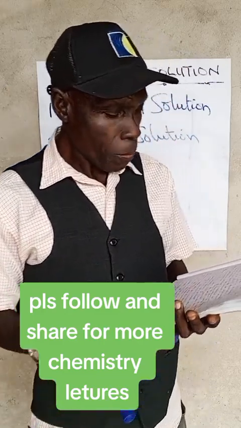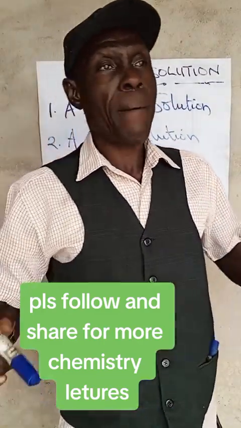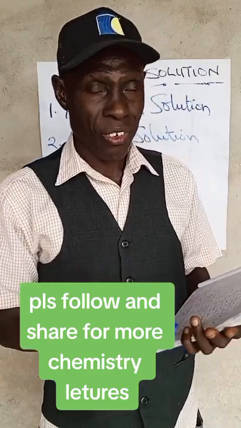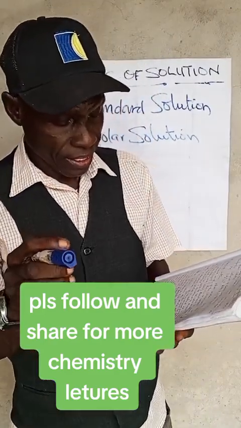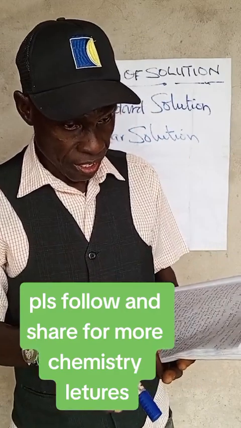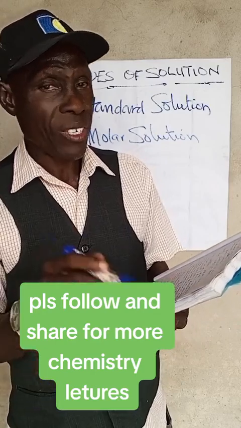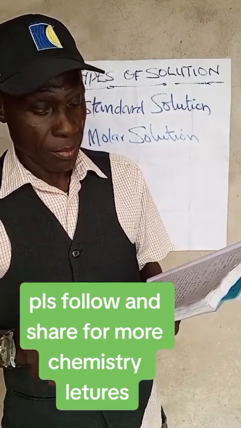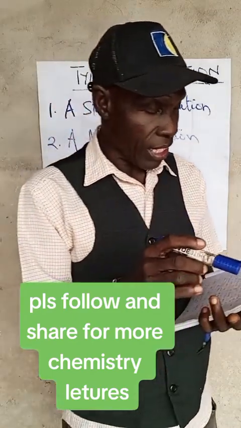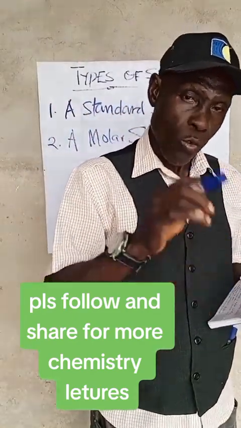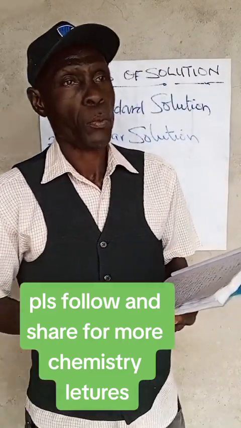So, when the whole amount of a molecular mass of a substance is dissolved in 1 dm cube of water, which is equivalent to 1000 cm cube of water, then that solution is called a molar solution, a 1 molar solution. Let me take it again.